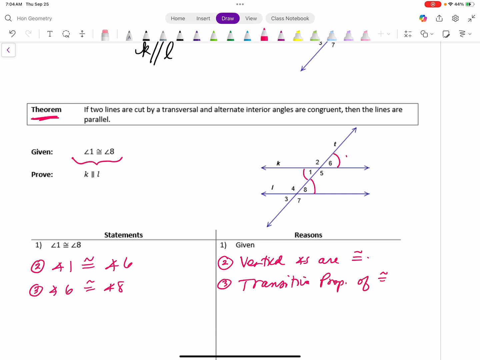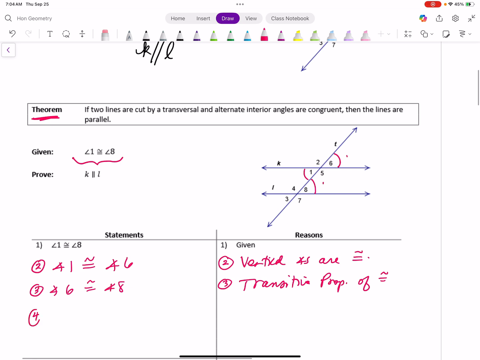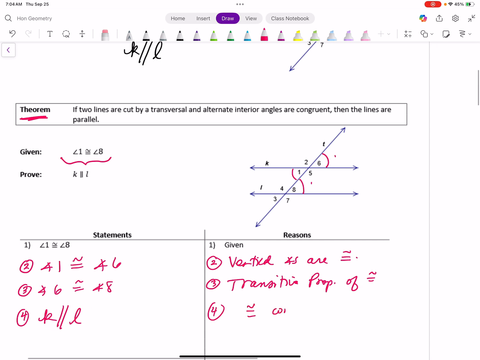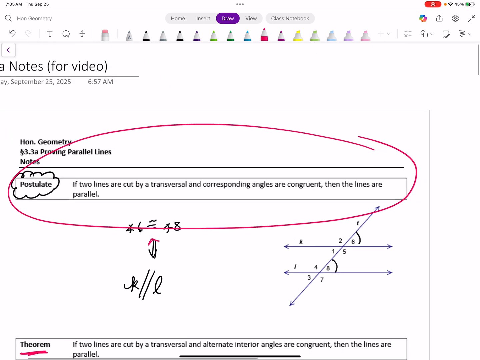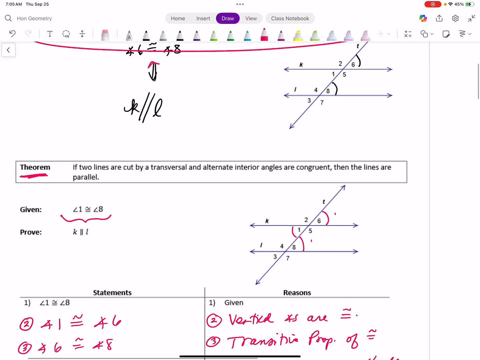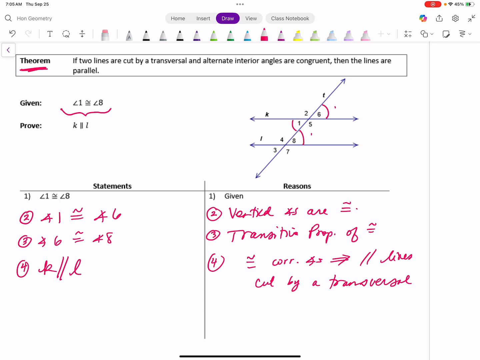All right, now 6 and 8 are corresponding angles, so we can go straight to the fact that K is parallel to L now. Because congruent corresponding angles imply parallel lines cut by a transversal. And yes, we could write it all out like up here, but as many times as we're going to write this, if we can save a tiny bit of time by shortening it down with the implies arrow, let's do it.